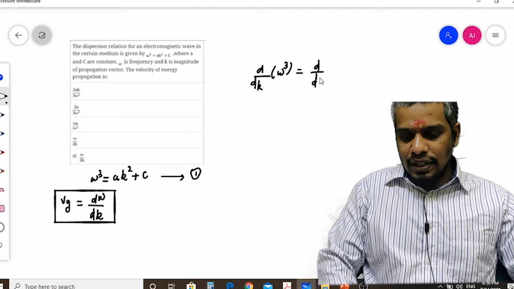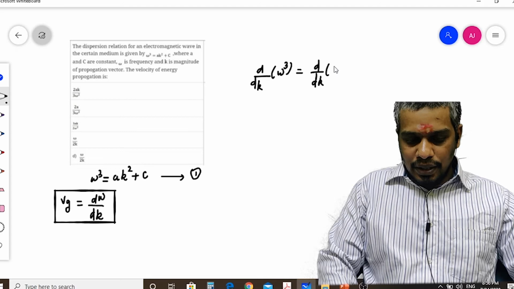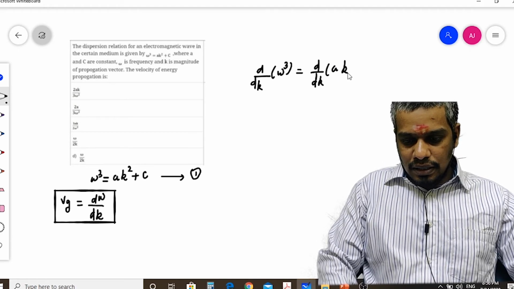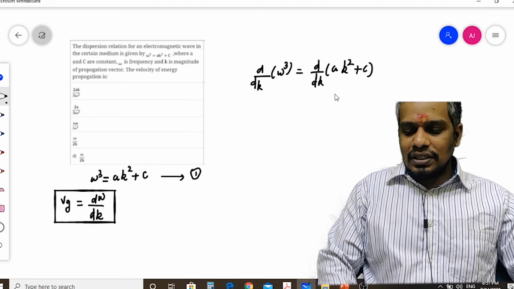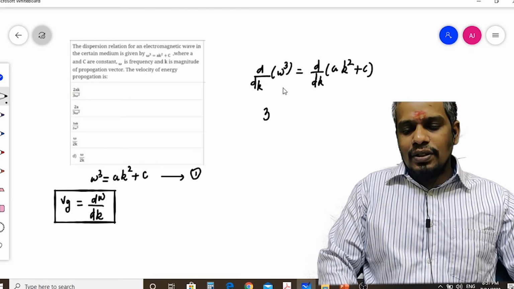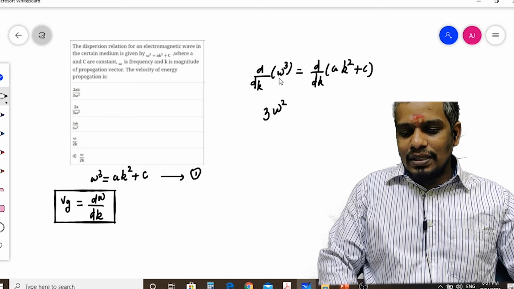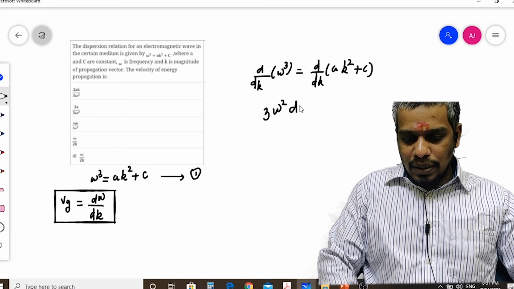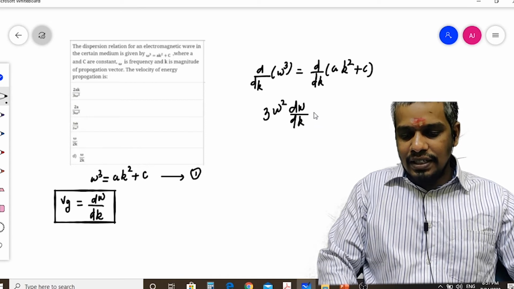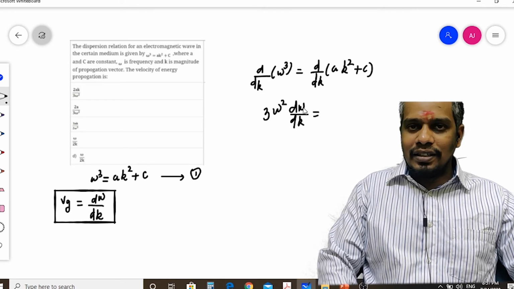If you take the derivative of the left hand side, then on the right hand side you also need to take the same derivative, of a k squared plus c. This is the right hand side derivative. On the left hand side, first we take the power, 3 omega squared, then the derivative with respect to k, so d omega by dk. This is the left hand side derivative.